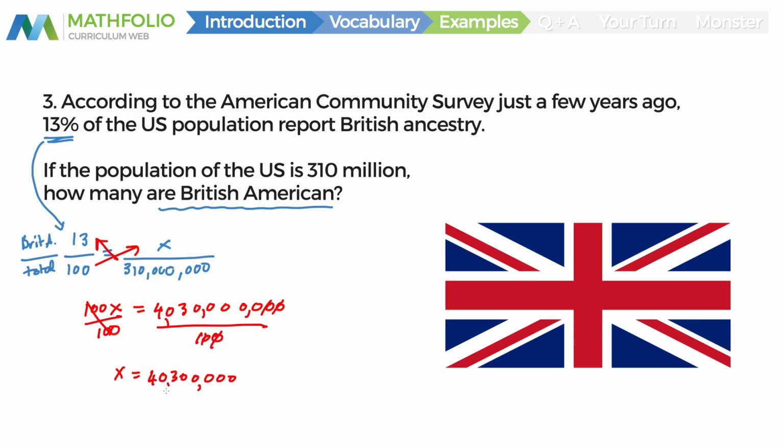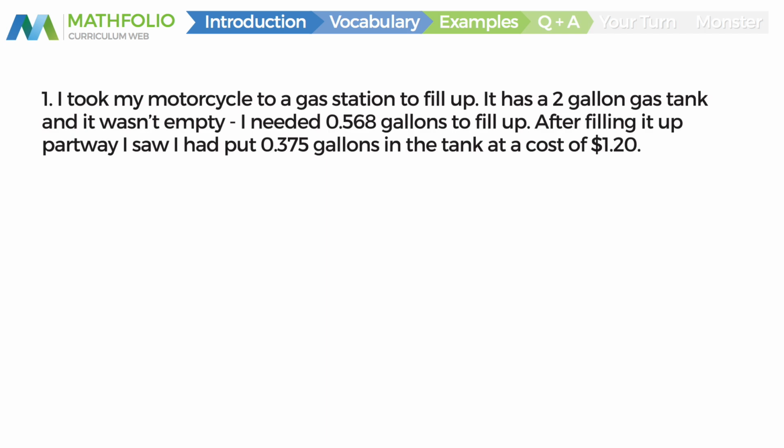And if we put the commas back in there, that means that roughly 40 million people that completed the survey consider themselves British American. So you could put that people are British American. All right, so those were our 3 examples. Okay, so this is our first question and answer.